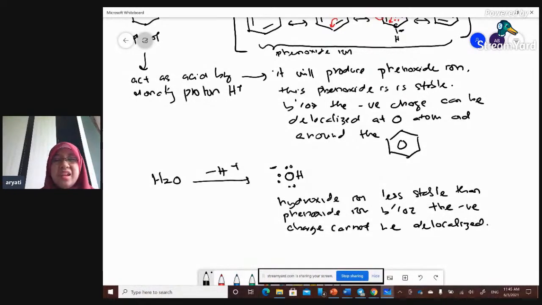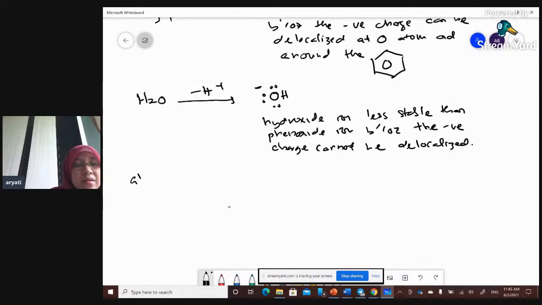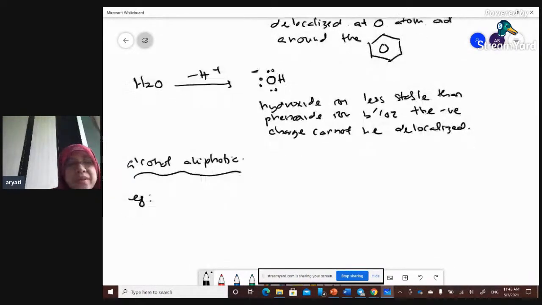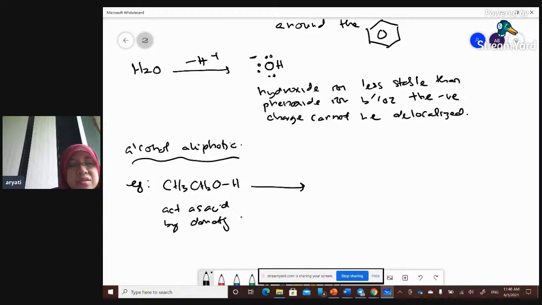Okay. So kalau alkohol alifatik, alifatik tu bukan aromatic lah. Okay, example, contoh dia apa ya? Let's say ethanol. Ethanol lah CH3CH2OH. Okay, dia act as acid by donating H+. So bila dia donate H+ kat sini, dia jadi CH3CH2O-.